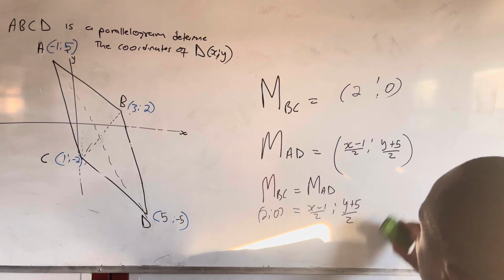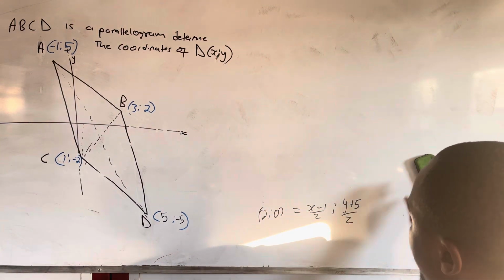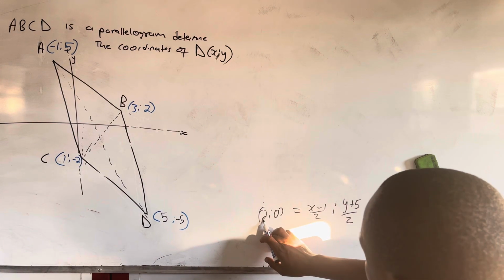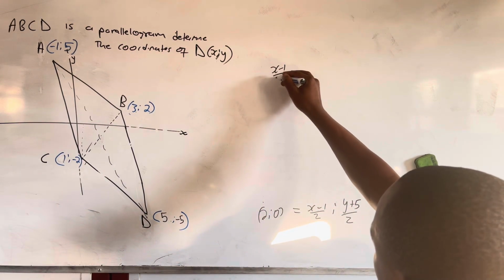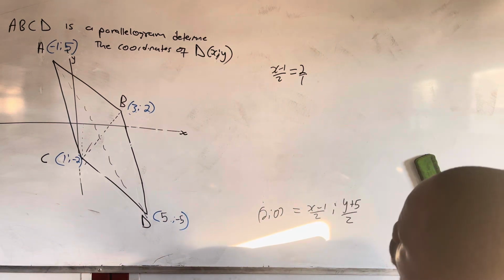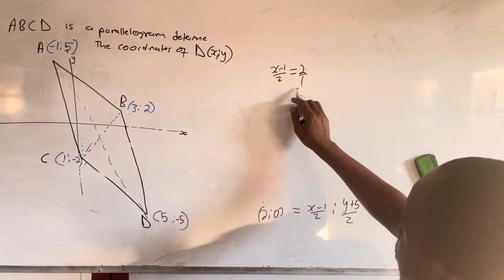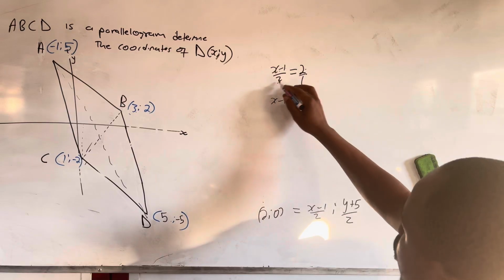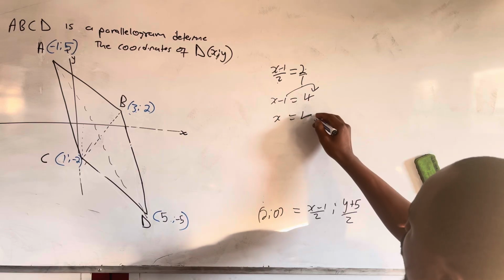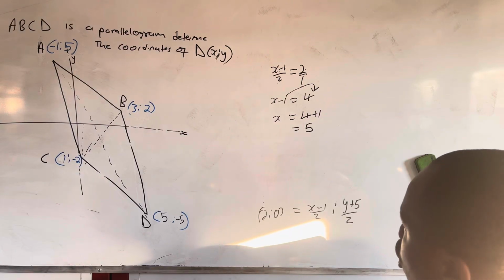And then from this part here, you know that x should be equal to the x value. So x minus 1 divided by 2 is equal to 2. And then you solve for x, okay? So x minus 1 times 1 is x minus 1, which is equal to 2 times 2, it's 4. So you take negative 1 to the other side, and x will be equal to 4 plus 1, which is equal to 5. So this is the 5 that we spoke about earlier on.